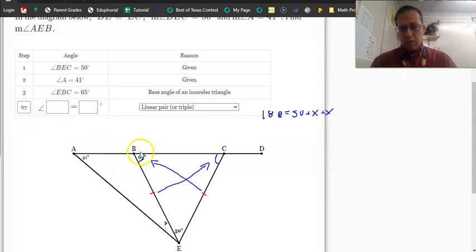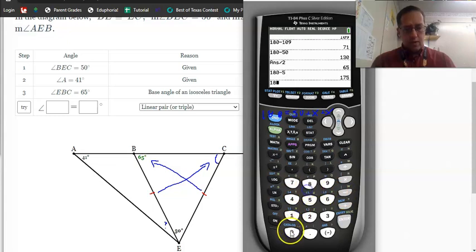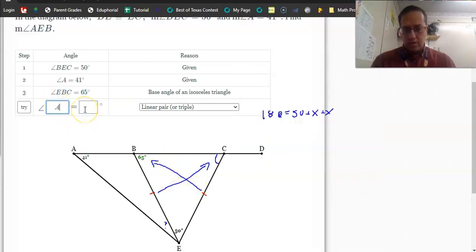Let's kind of erase. What is making noise? I don't know what that is. There we go. Okay, so now I can just subtract this from 65, 180, and then figure out what that one is. So 180 minus 65, it's not 60, whatever, 180 minus 65, 115. Okay, so the measure of angle ABE is 115 because it's a linear pair.